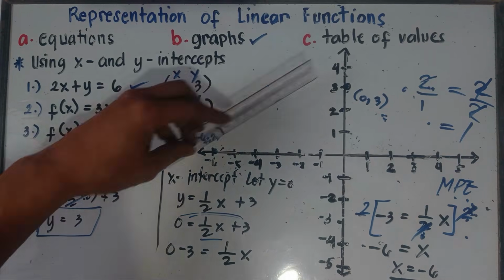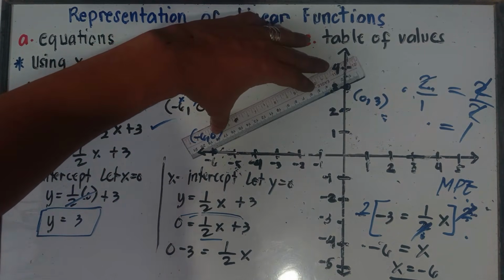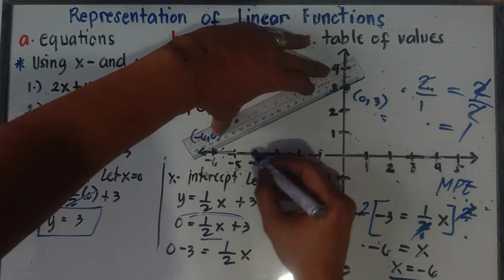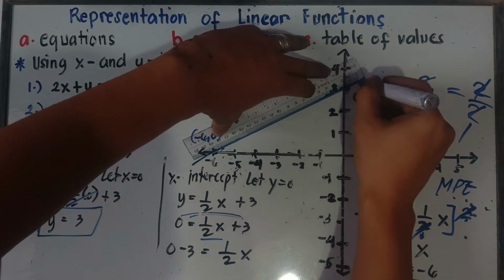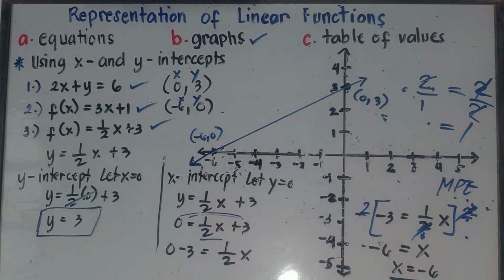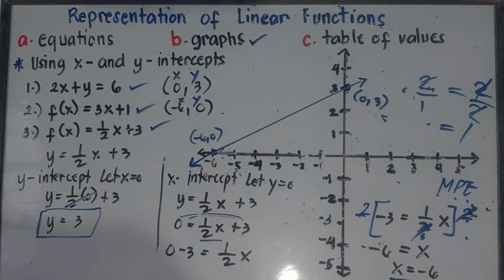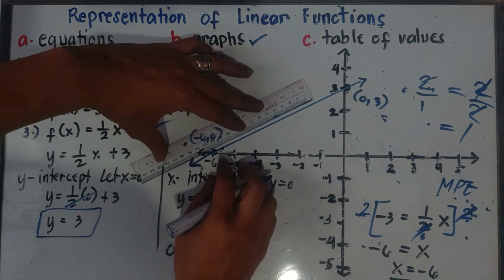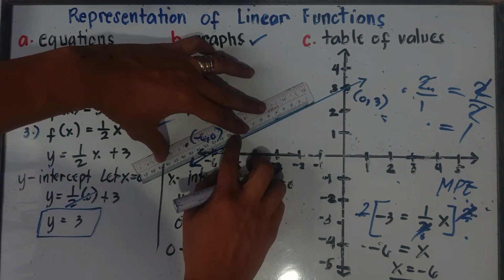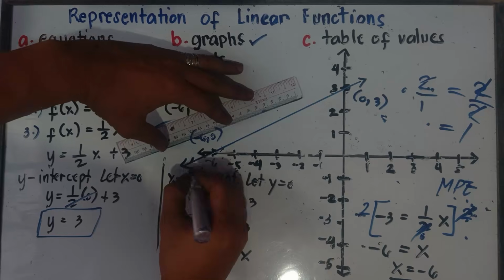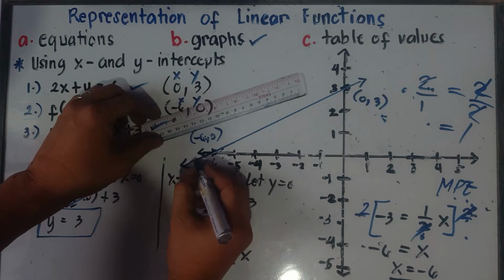Then simply connect the points, class. Connect this one. Once again, do not forget to label the points. Then simply connect this one, put an arrow, and you're all set, class. Just make sure the line is straight, because a linear function has a straight line. So make sure this is a straight line. And then that's it, class. You're all set.